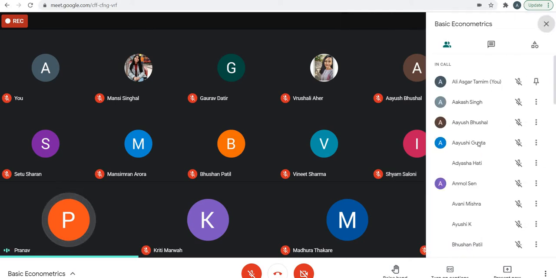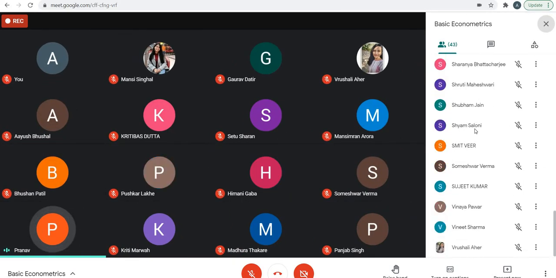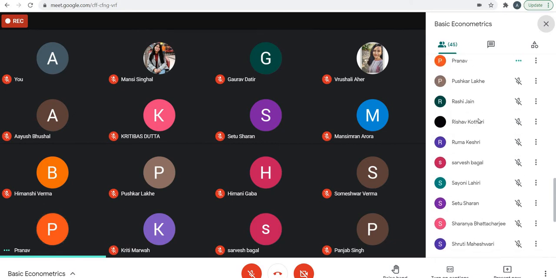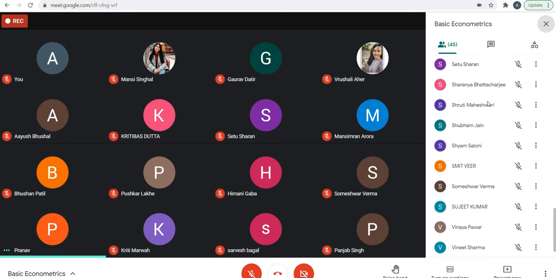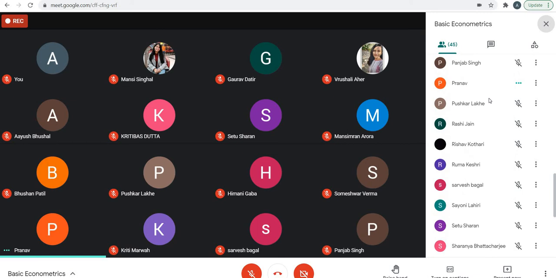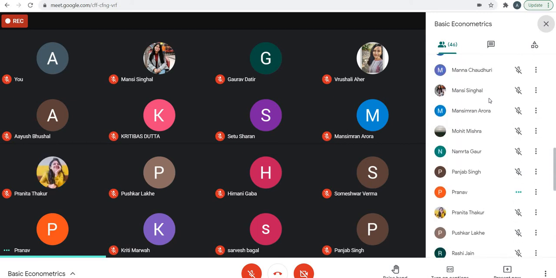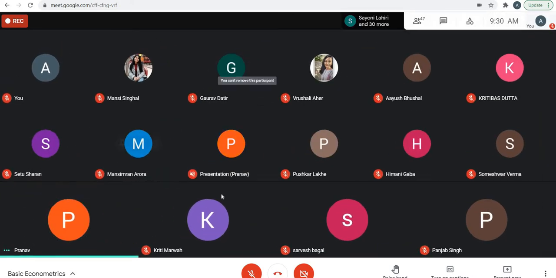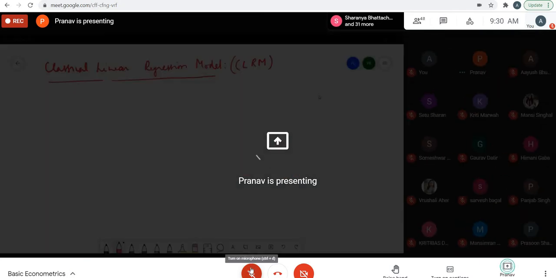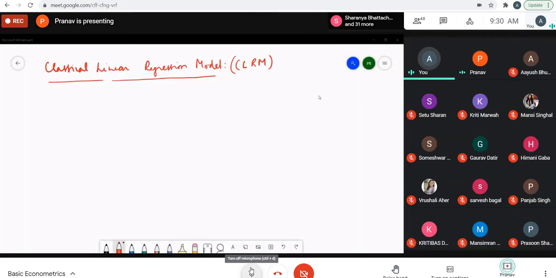Carrying forward from our last lecture. Let me just present my screen. Yeah, can you all see the screen now? Yes, sir, it's visible. Okay, all right.